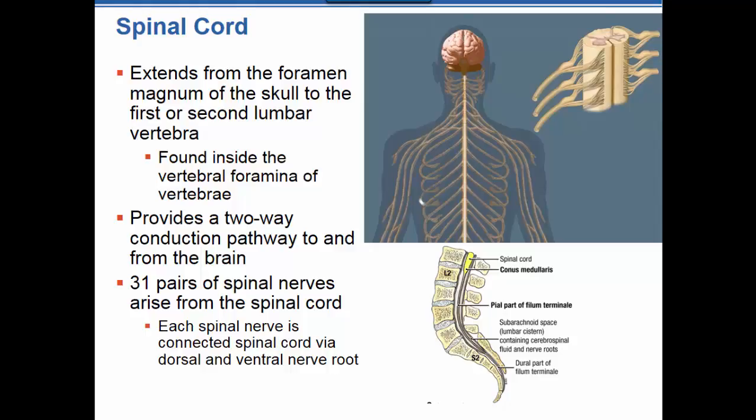Next, I'm going to talk about the spinal cord. So the spinal cord is part of the central nervous system, and it extends from the foramen magnum of the skull all the way down the vertebral column up until just about the second lumbar vertebra. So the spinal cord doesn't actually go down the entire vertebral column. It actually ends about the second lumbar vertebra.